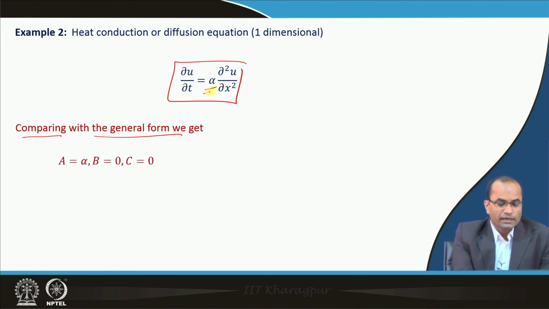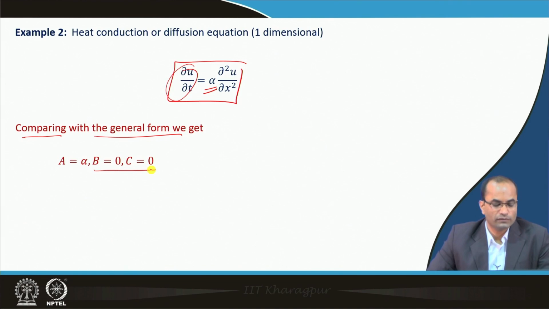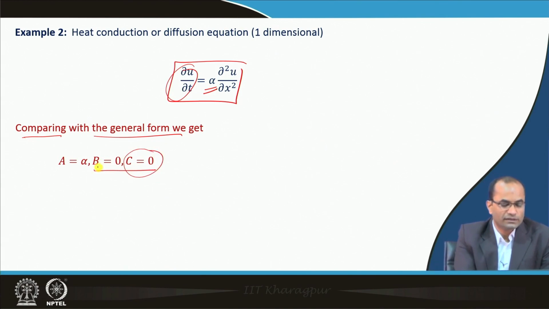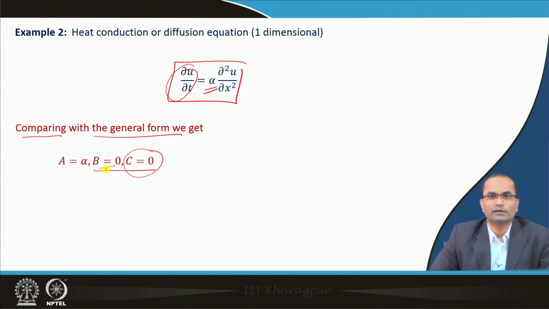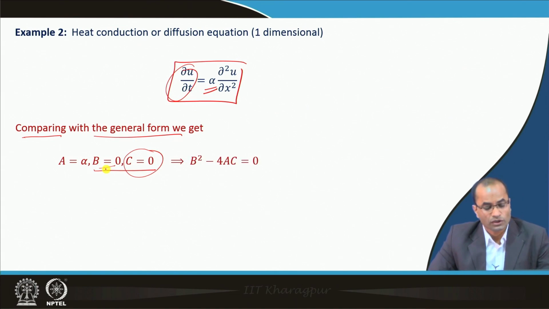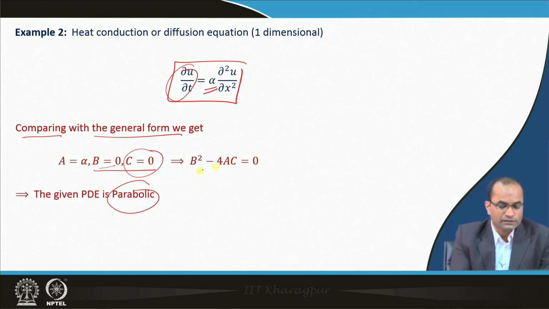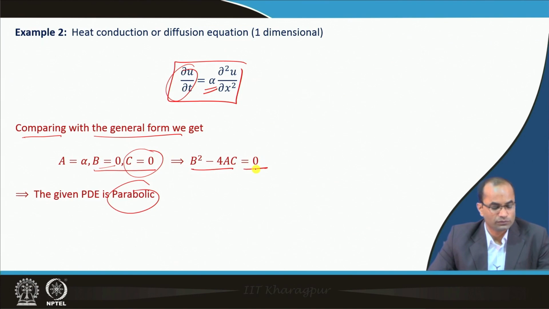So, this A will be alpha in this case, and there is no term for B and C. So, B and C will be 0, and now we compute this B square minus 4 AC. Since C is 0 and B is 0, B square minus 4 AC will be 0. That means this equation is a parabolic equation, because the discriminant here is 0. So, this equation falls into the class of parabolic equations.